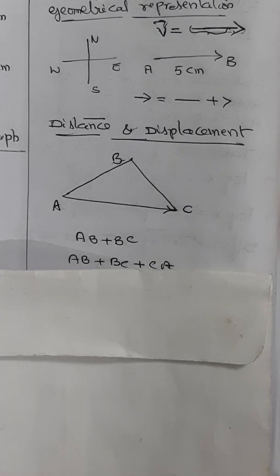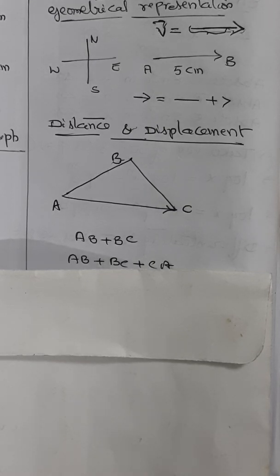Distance is a scalar, displacement is a vector. Now, distance means the length of the actual path traversed by an object during motion in a given interval of time. It's called distance traveled by that object.